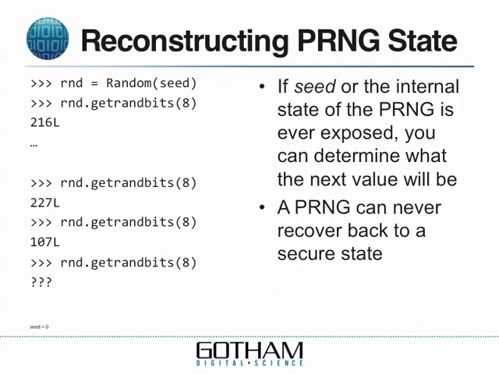An example is if we create a random number generator here in Python and seed it with some value, and we observe some output. If you compromise what that seed value is, you can run up to this last one and figure out what the next return value will be.